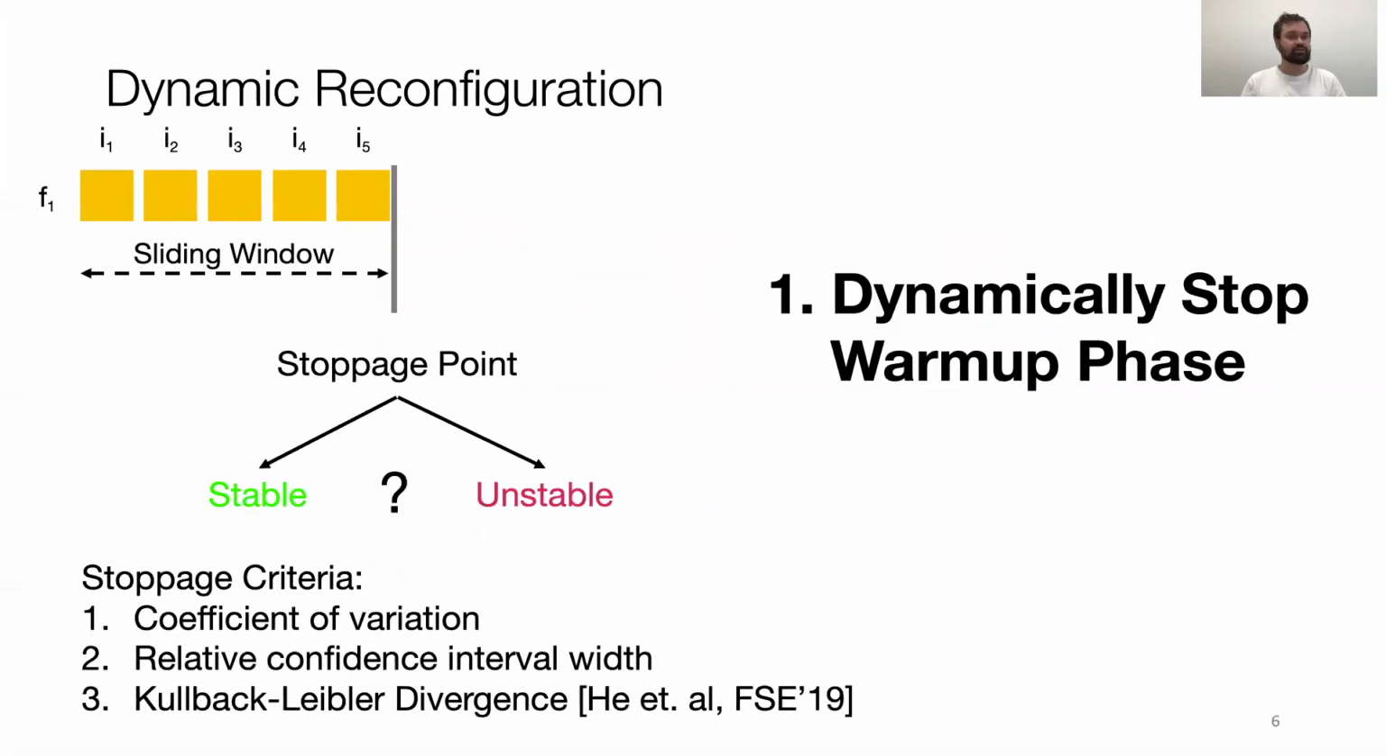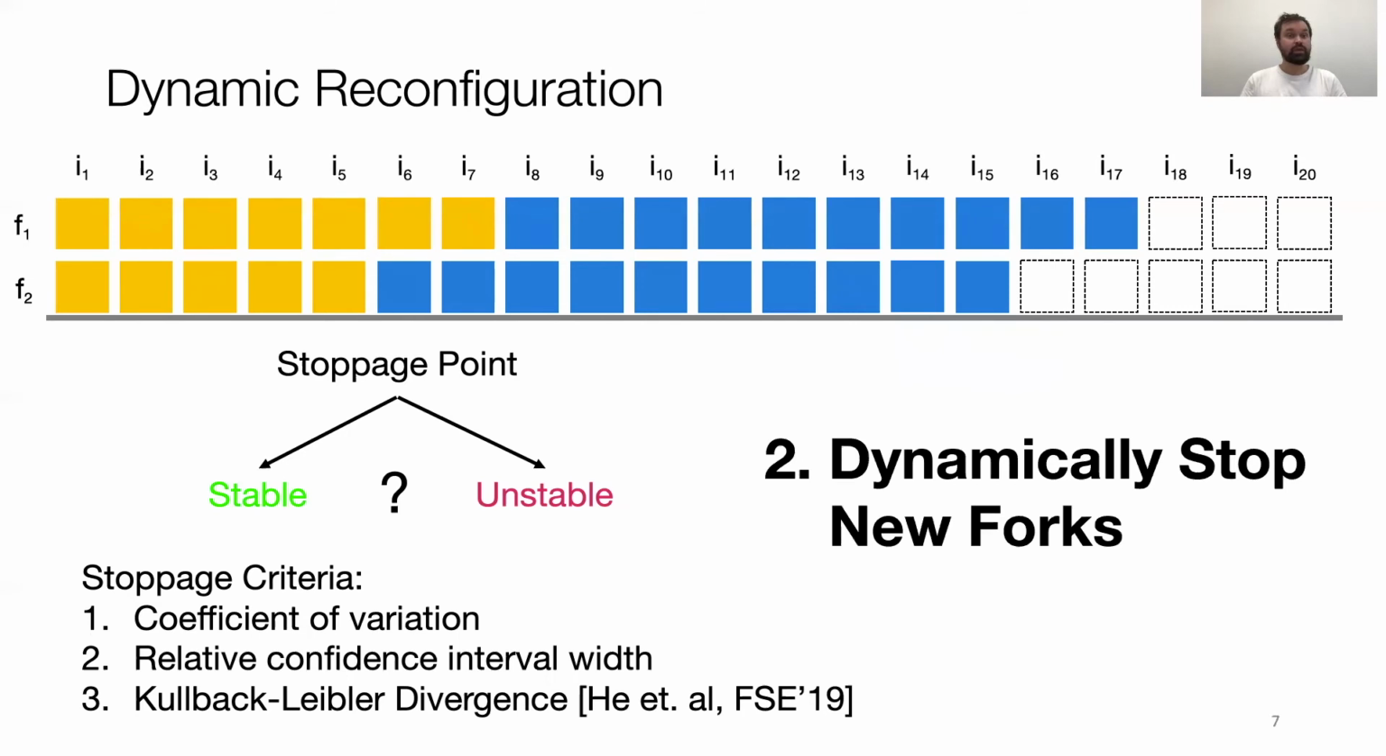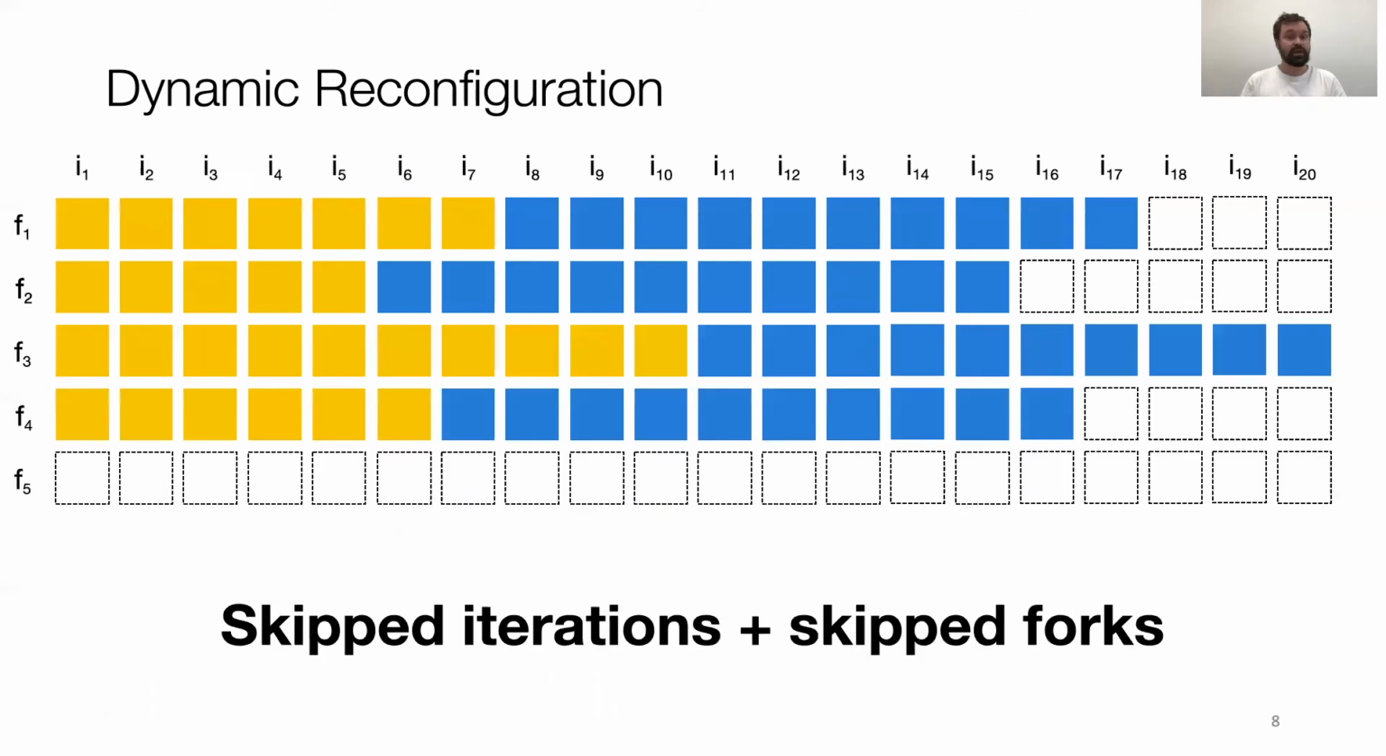We do this by introducing dynamic reconfiguration, which decides during the execution at 2 points whether the current measurements are stable or not. The first point is after warm-up iterations to decide whether the system is in a steady state and the warm-up phase can be stopped. This is based on one of the 3 stoppage criteria. The other point is after forks, where we decide whether the overall measurement is already stable or not, again based on the stoppage criteria. Through this, we hope to skip many iterations and forks and save a lot of runtime while still keeping the same result quality.